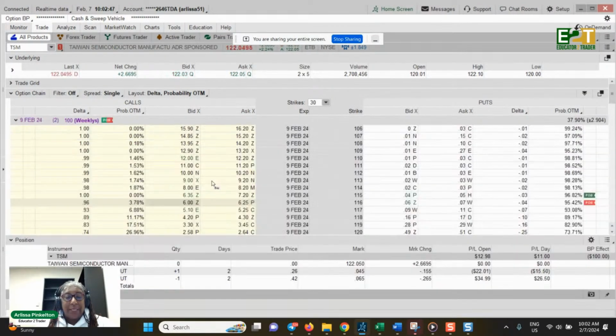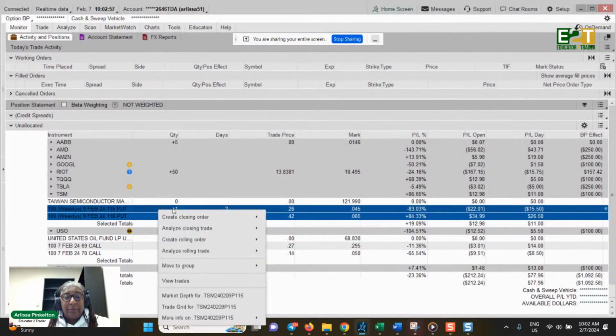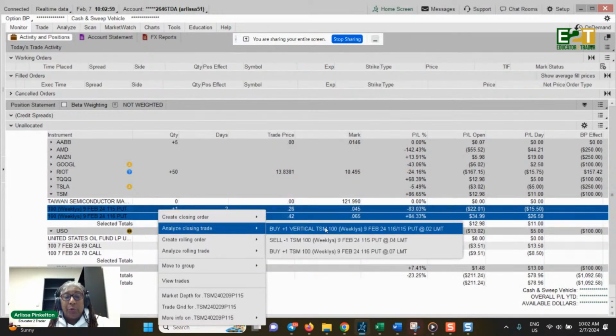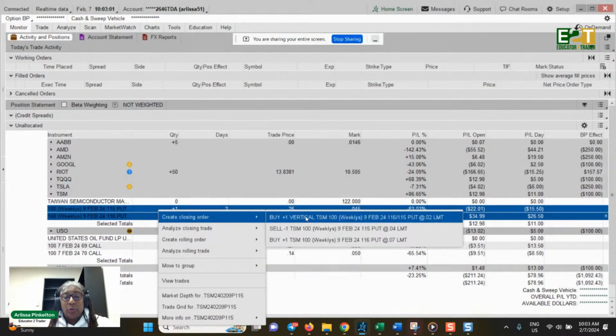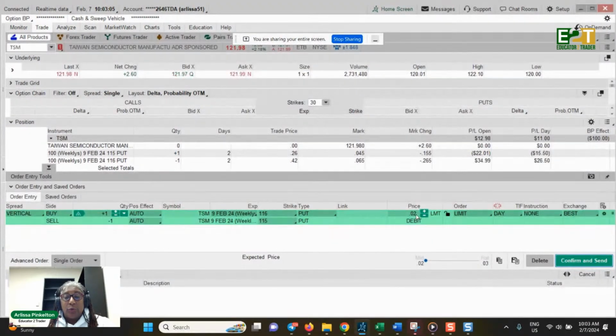Okay, I'm going to do it again. Let me show one more time because I pushed that kind of quick. Both of these legs are highlighted. I'm going to right click, create closing order, and buy the vertical. Buy the vertical back. It says it's worth $2.